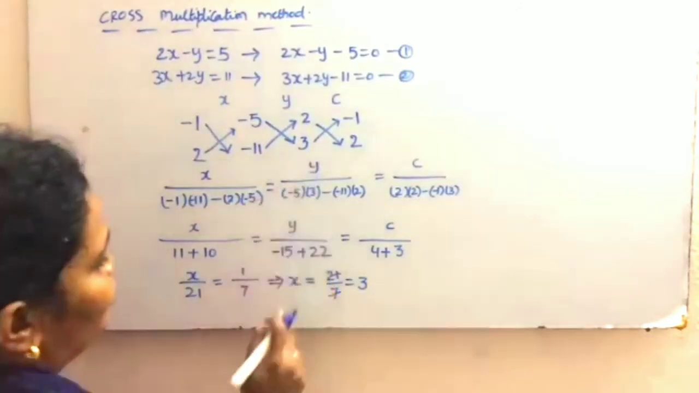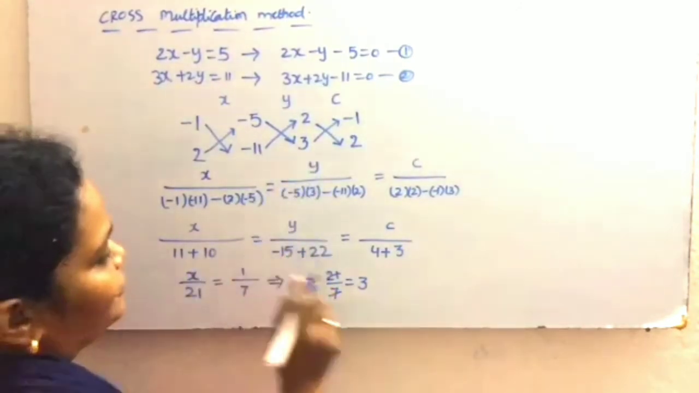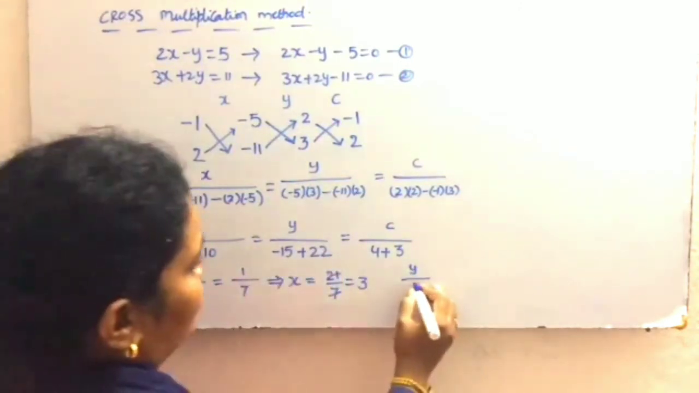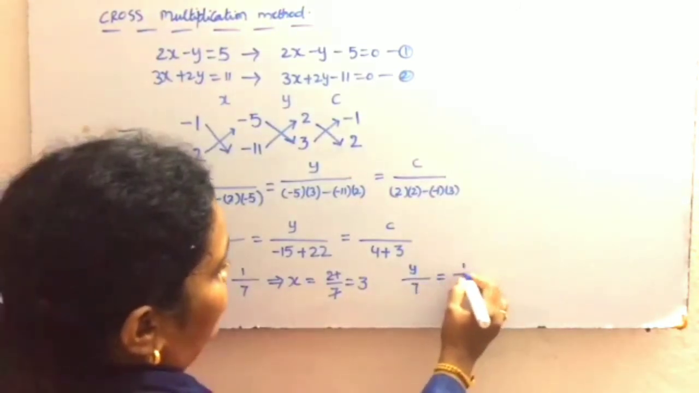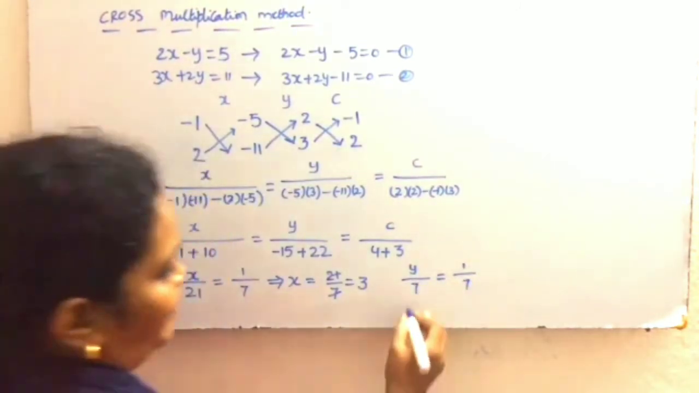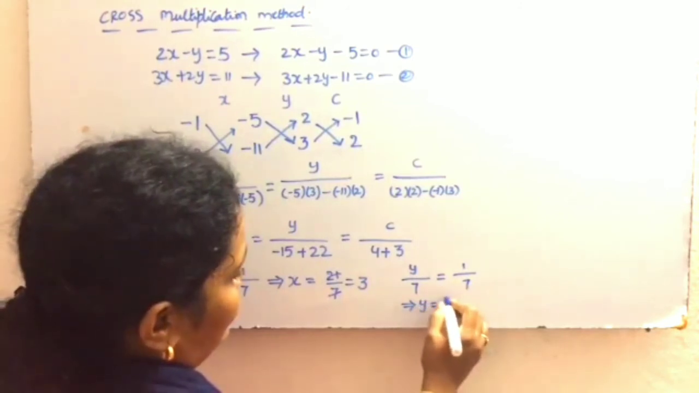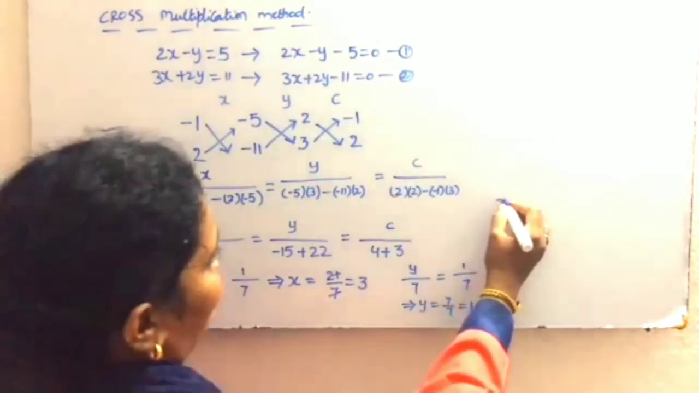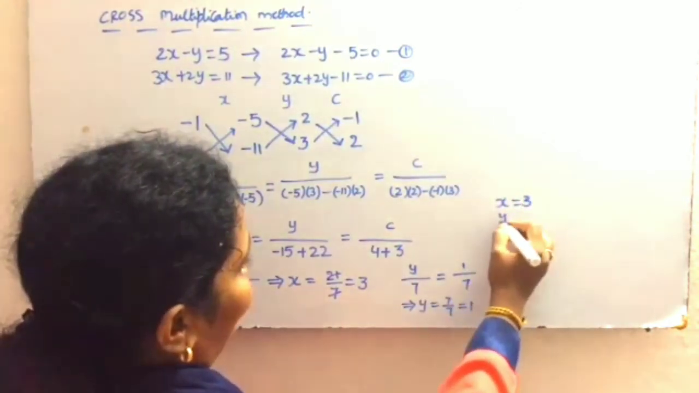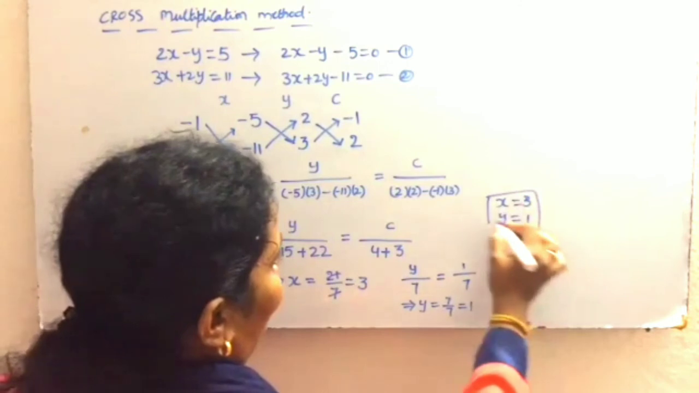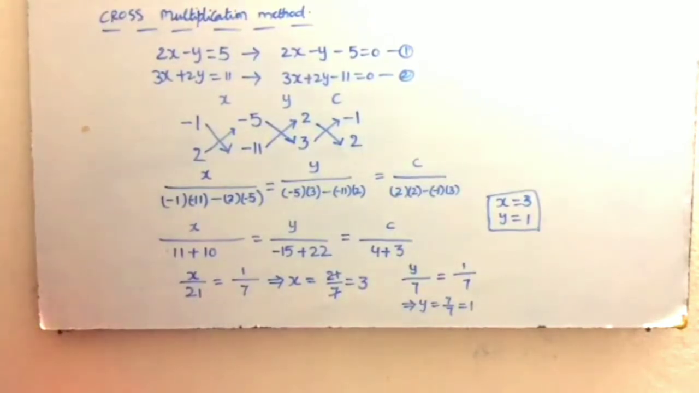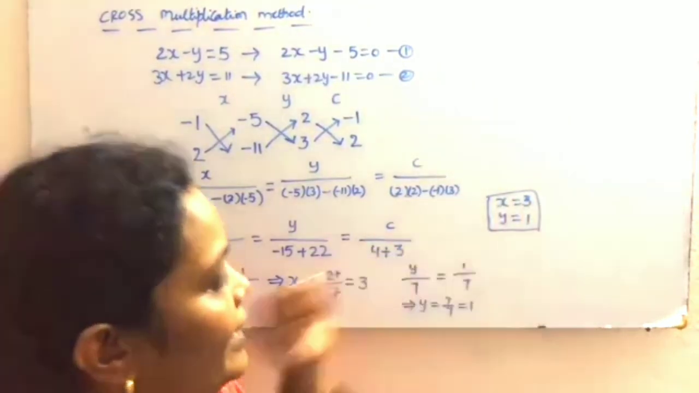Similarly for y, that means y by minus 15 plus 22, equal to 7. y by 7 equal to 1 by 7. That implies y equal to 7 by 7, that is equal to 1. Here also the values of x and y are the same. x is equal to 3 and y is equal to 1. For all three methods we have the same values. If you take any method, you will find the values of x and y.